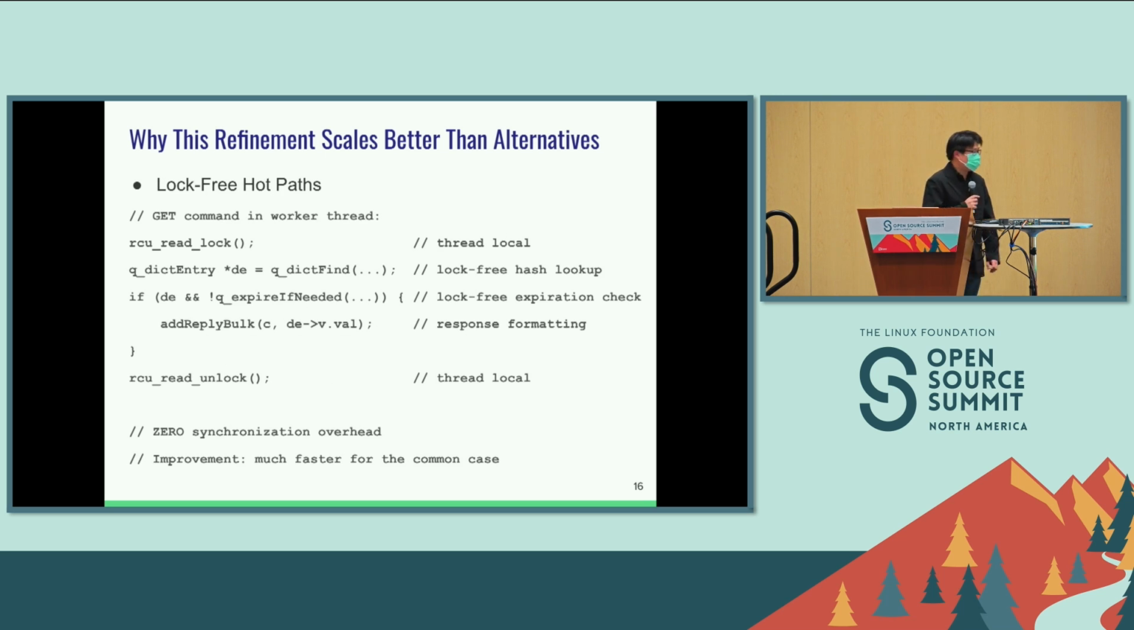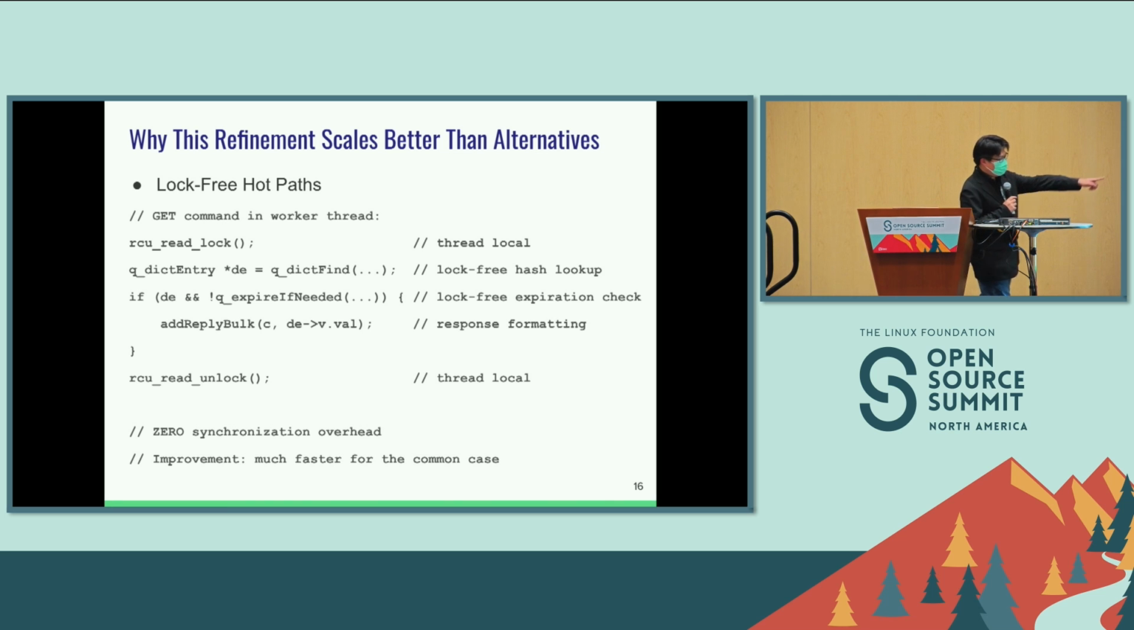So let's go through the details of the lock-free design. Take the get command, for example. So the get command is implemented in the worker thread. So again, we see the RCU lock here. So right now, we use our own dictionary implementation, Q dictionary find. So it is a lock-free hash lookup.